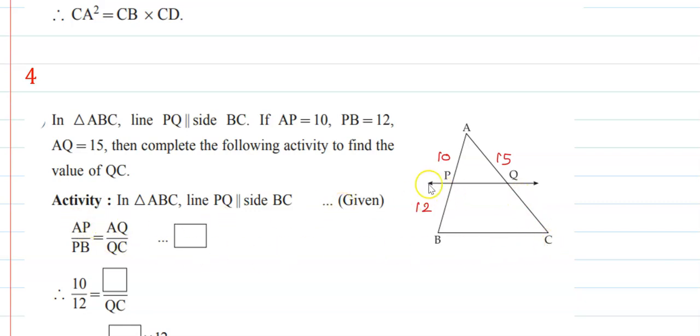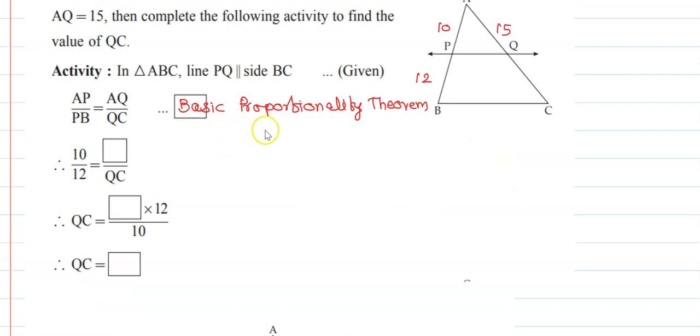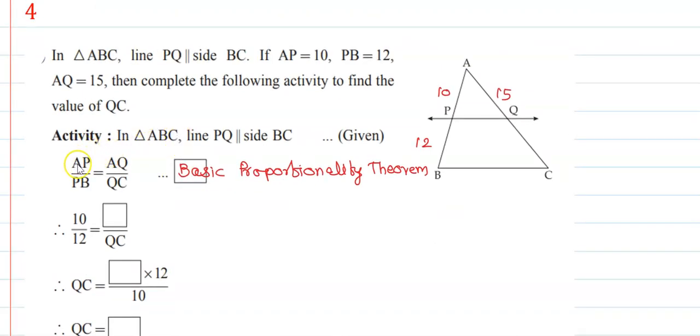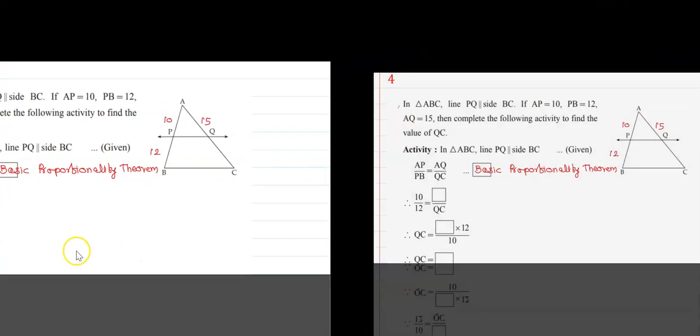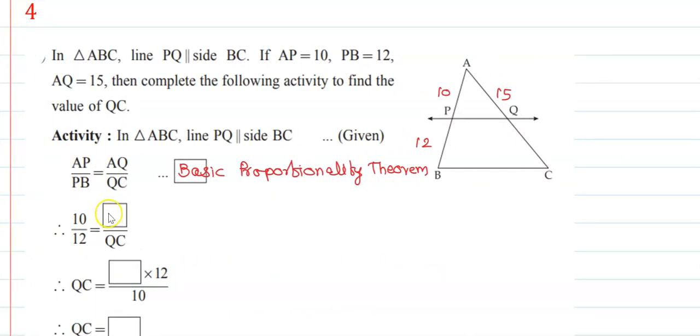Therefore, as the line PQ is parallel to BC, AP upon PB is equal to AQ upon QC. That is the basic proportionality theorem. Here we will write the basic proportionality theorem. The value of AP is 10, PB is 12, and AQ is 15, and therefore QC is equal to 15 into 12 upon 10.